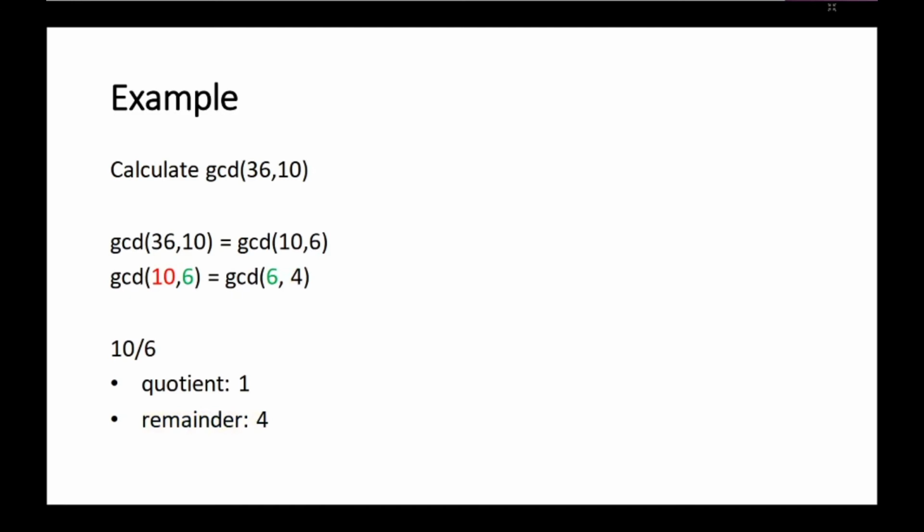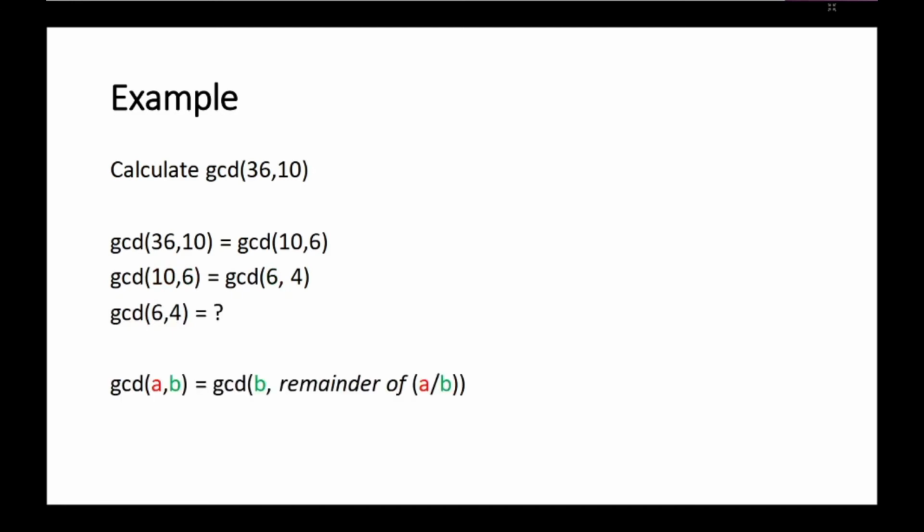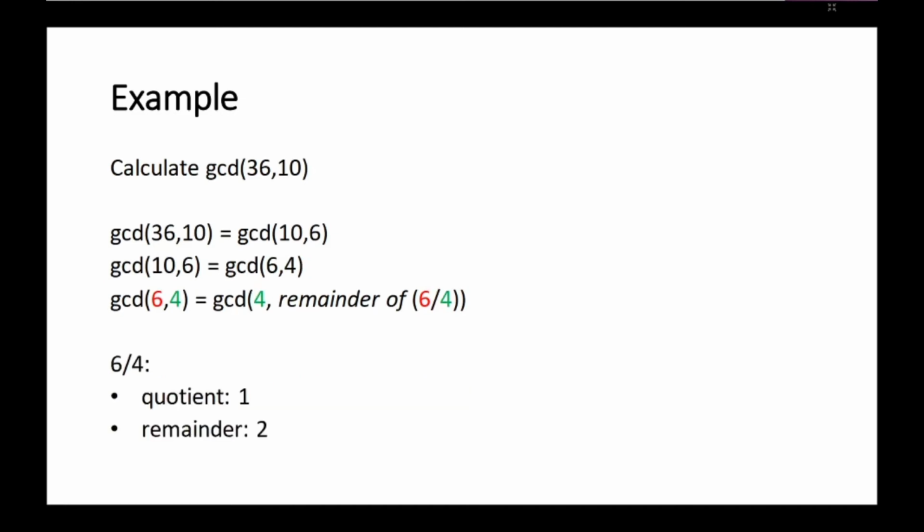Now to calculate the GCD of 6 and 4, we can use the same rule again, such that we get that the GCD of 6 and 4 equals the GCD of 4 and the remainder of 6 divided by 4. Now if you divide 6 by 4, you get a quotient of 1 and a remainder of 2. So we can put the remainder of 2 into the equation and then we get the GCD of 4 and 2.